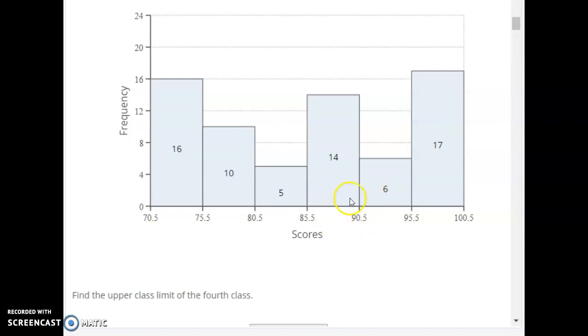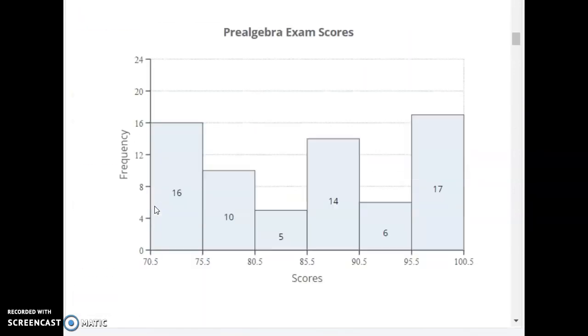The upper class limit of the fourth class would be 90. That would be the highest possible score here. The lower class limit of the fifth class would be 91. That way we avoid scores that could be classified into two possible categories.